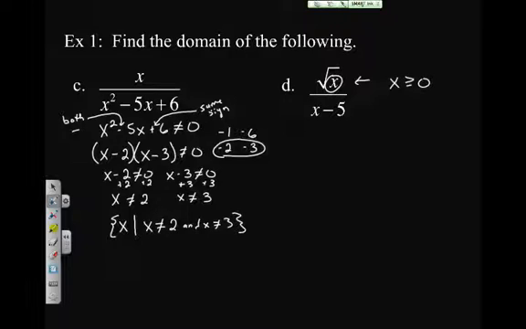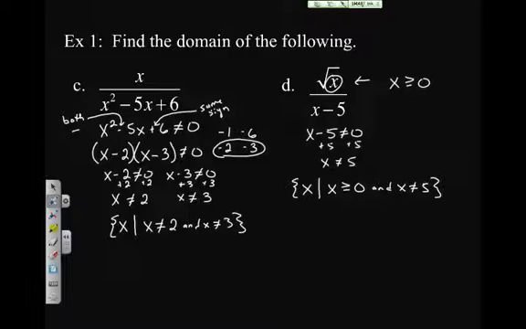But we do have to deal with the bottom also. We know that the bottom of a fraction cannot be equal to 0. So we add 5 to both sides. We get x is not equal to 5. So again, we have two conditions. So we're going to have the set of all x's such that x is greater than or equal to 0 and x does not equal 5. And that gives us our solution on part D.